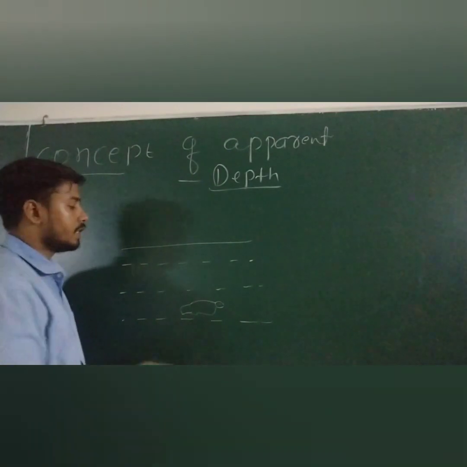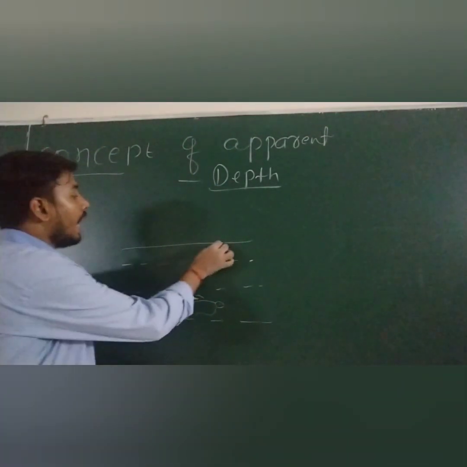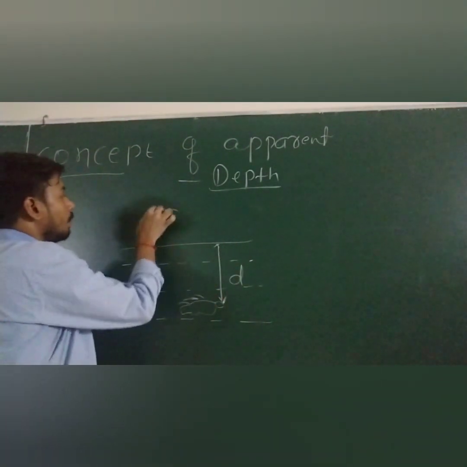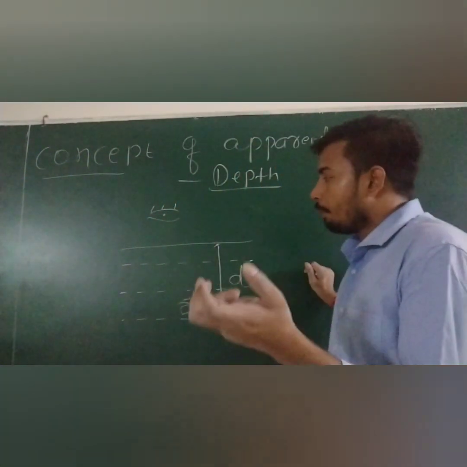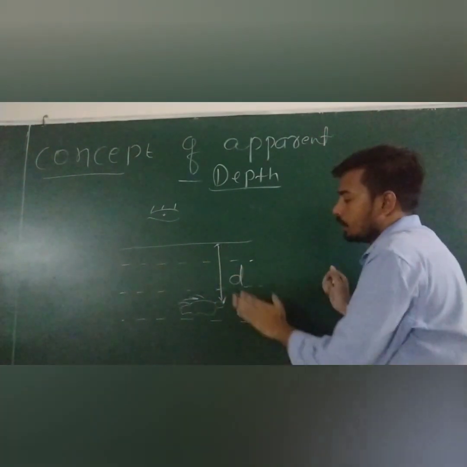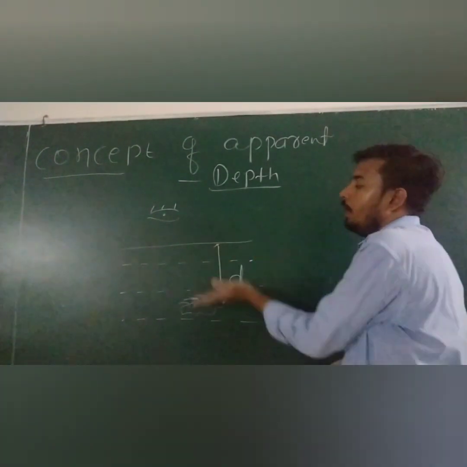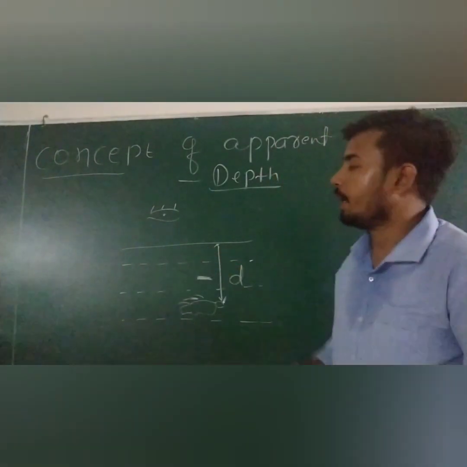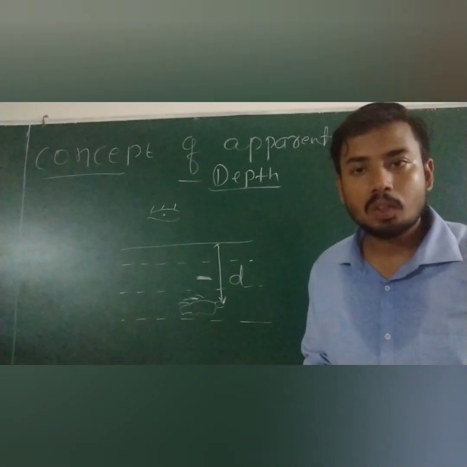Suppose this is a fish, and the height of this fish is assumed to be B. If you look from here, it is observed practically that you are not able to calculate this height actually. Suppose it is 5 meters, then you will find that this fish will look like it is here, at a distance of 4 meters, 4.5 meters, 3 meters.